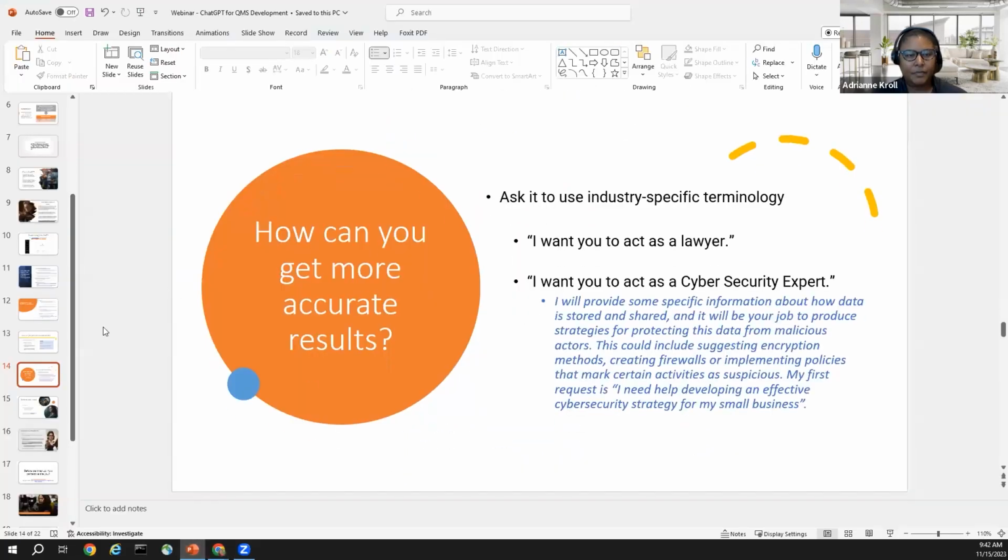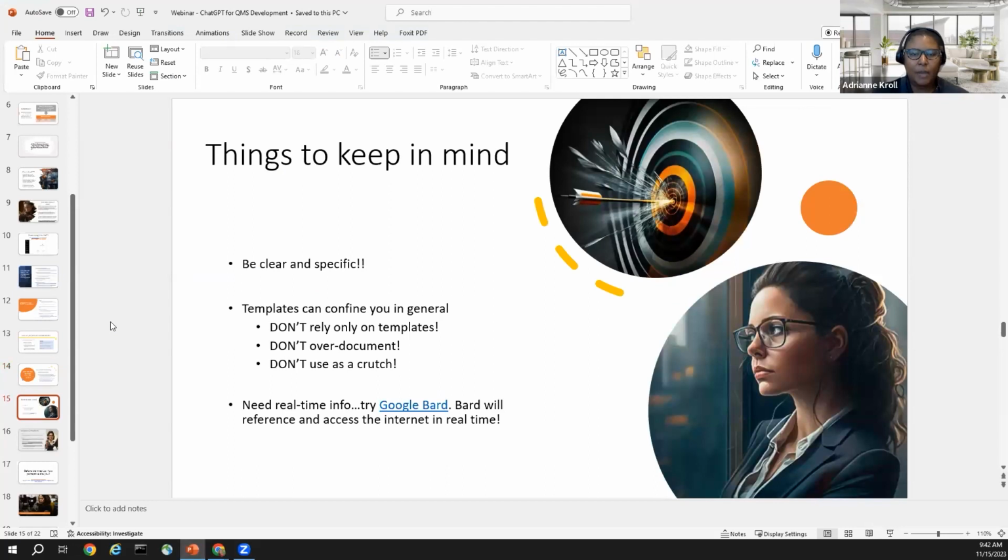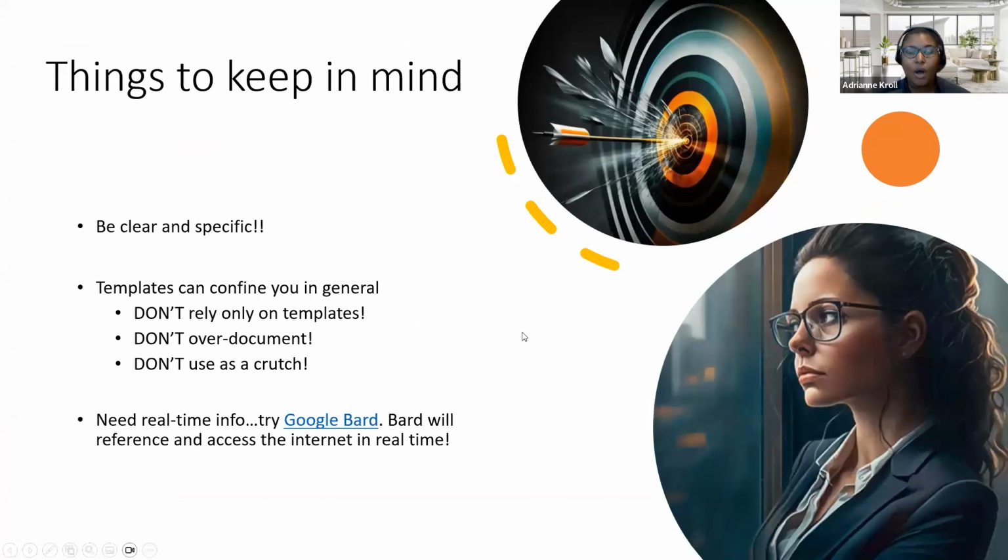All right, so let's talk about some things to keep in mind, which are important. I know I threw a lot at you. We could talk all day long about what ChatGPT can do, and I had to narrow it down because I get real excited about it for this webinar. But here are some things to keep in mind. As I said, you want to be clear and specific. The more specific you can be in your searches, the better.